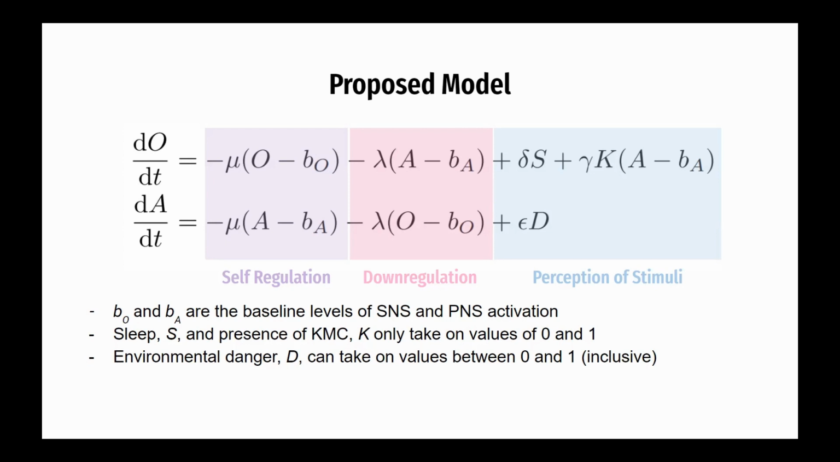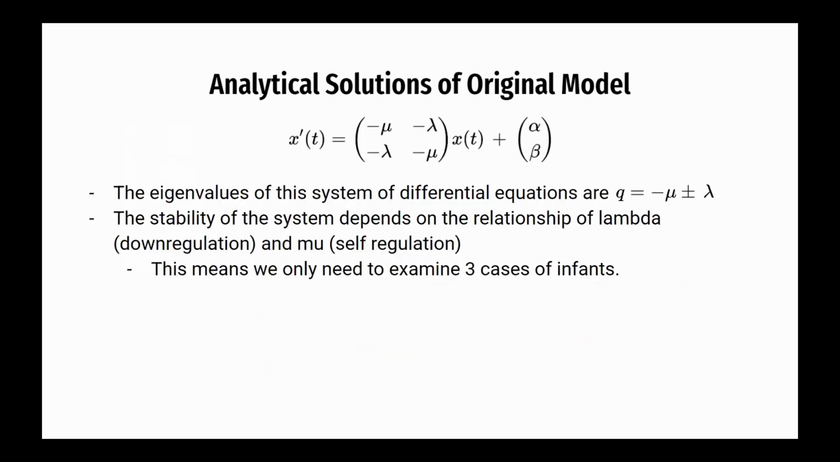For our model, we're assuming that sleep and the presence of KMC only take on values of 0 and 1, so they're there or they're not. And we assume that environmental danger can take on values between 0 and 1 in our model. But we're assuming it's constantly present, so it'll always be equal to 1.